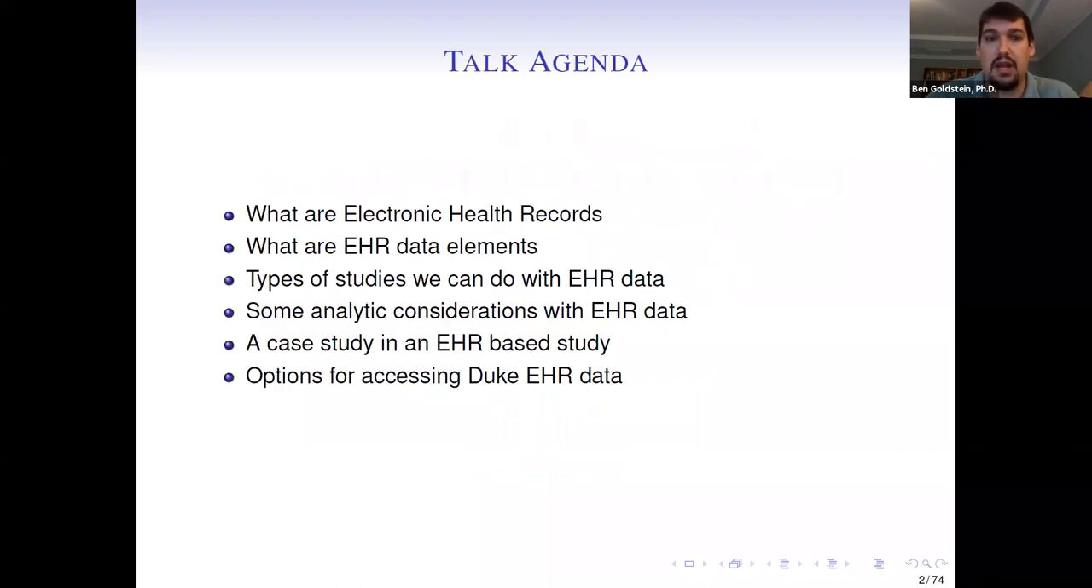Just as a brief outline, I'd say the first two-thirds of the talk will be more about what EHR data are, the structure of them, and some analytic challenges. If you're really interested in this final topic, about how we access EHR data, I'd completely understand if you want to tune out for the next 45 minutes or so, you're more than welcome to. And then the last 20, 30 minutes or so, we'll really talk about what are options for gaining direct access to EHR data.